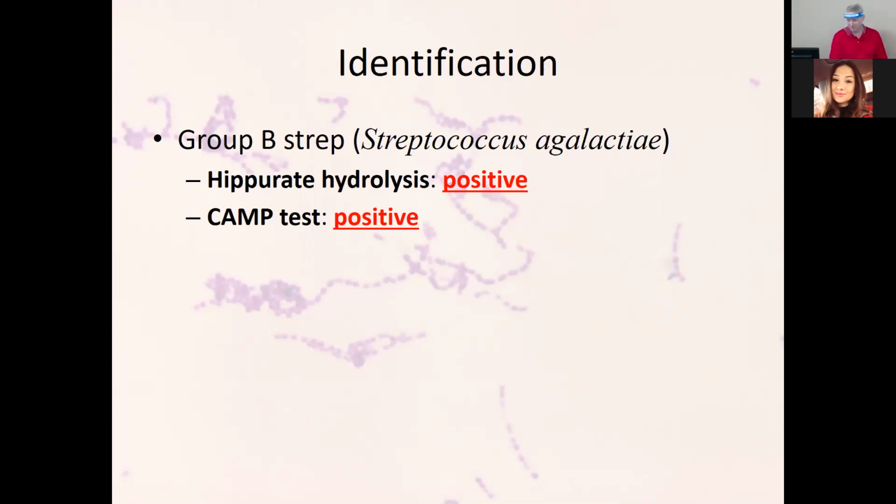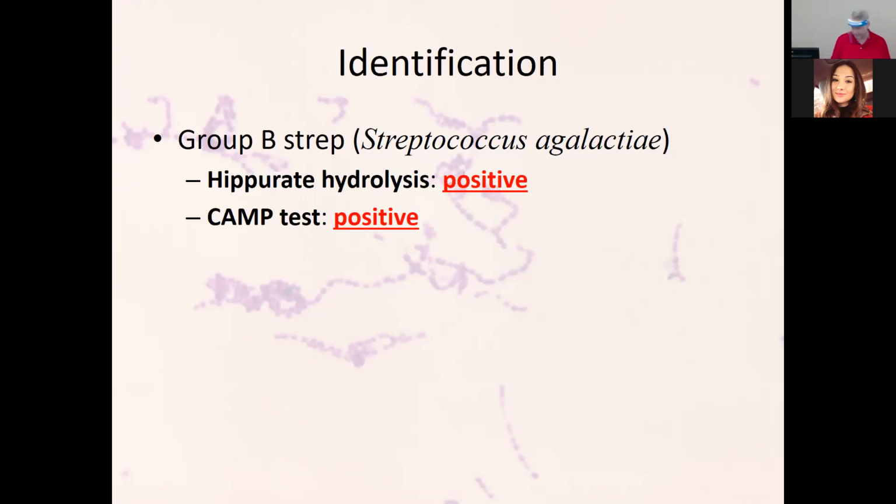Group B strep, Streptococcus agalactiae. It has a couple of tests, and we have one known as the CAMP test. That's the one I'm going to focus on. It also has hippurate hydrolysis, kind of like the PYR hydrolysis. But it's the CAMP test. Where is it? I think it's in chapter 14. I think it actually has a picture. Yes, CAMP test is on page 276.